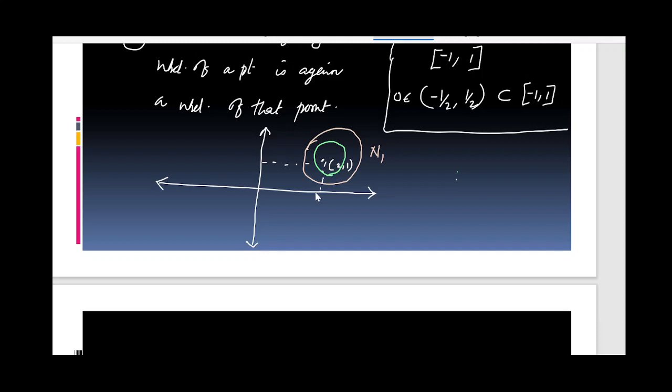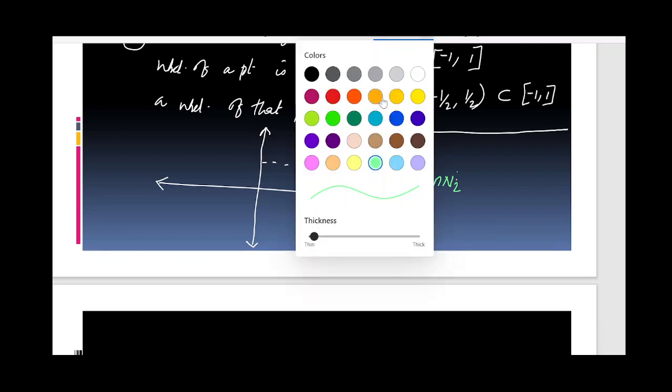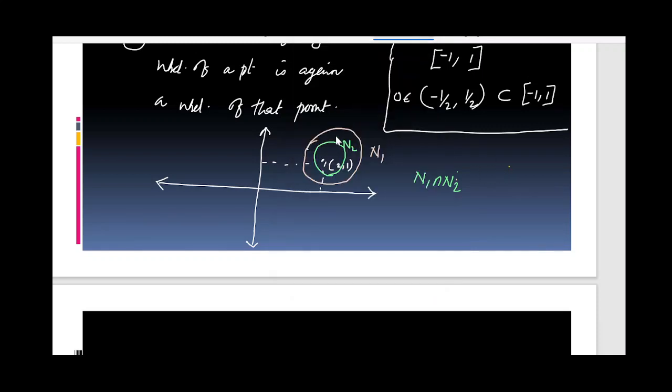This is another neighborhood. This is n2. Now what about n1 intersection n2? Will it form a neighborhood? Definitely, because n1 is a neighborhood, which means inside your n1 you can find an open set, some v1. So this is my v1.